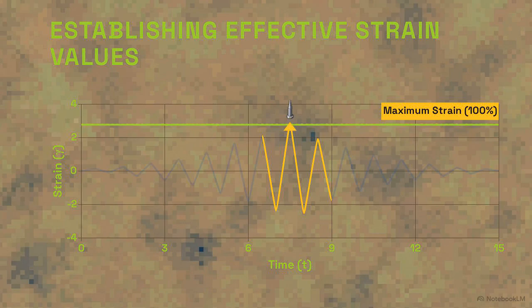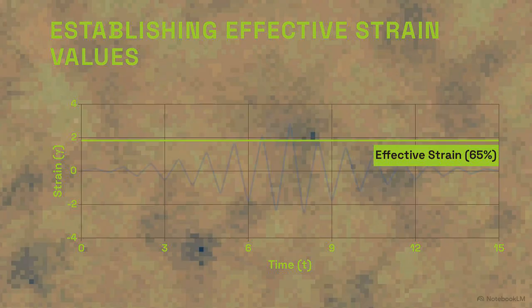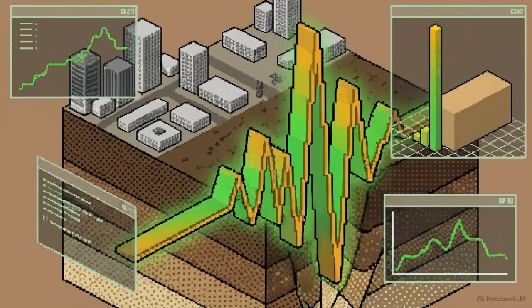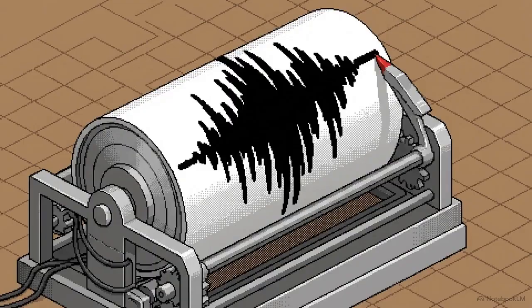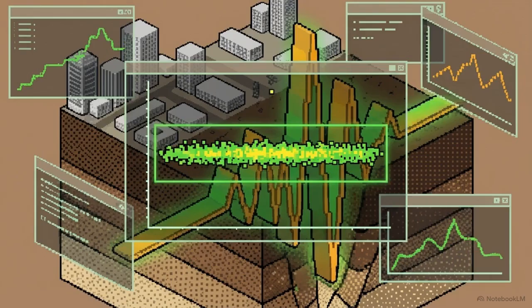To find a more representative value, the software applies a constant scaling factor. It takes that maximum peak and reduces it to 65% of its original value, a metric known as effective strain. This 65% adjustment creates a stable middle ground. It produces a value that captures the intensity of the shaking without being skewed by a single momentary peak that doesn't reflect the earthquake's overall impact.